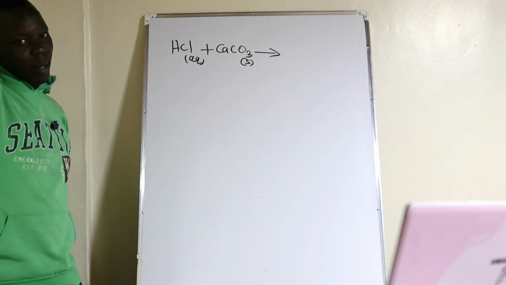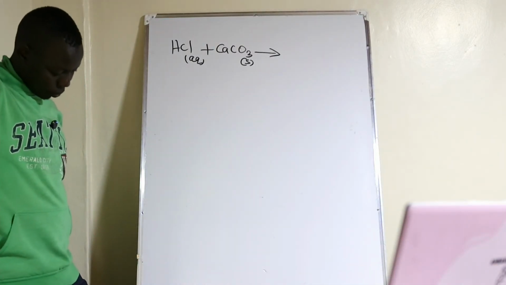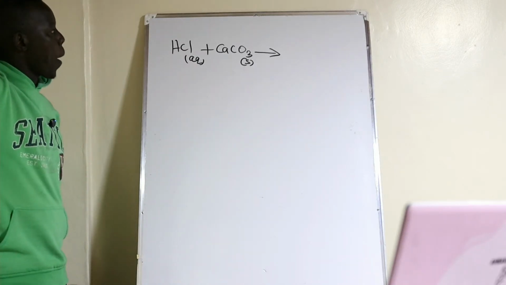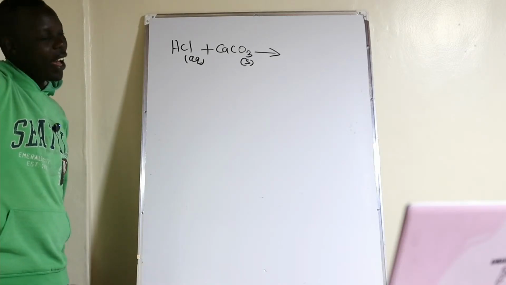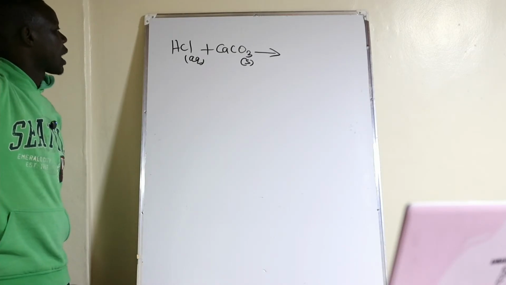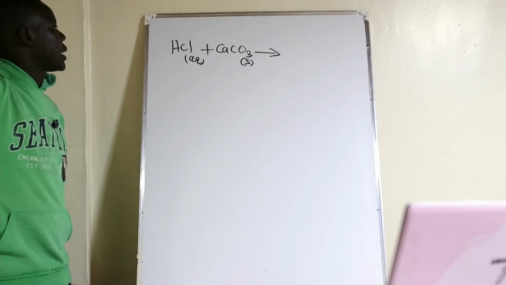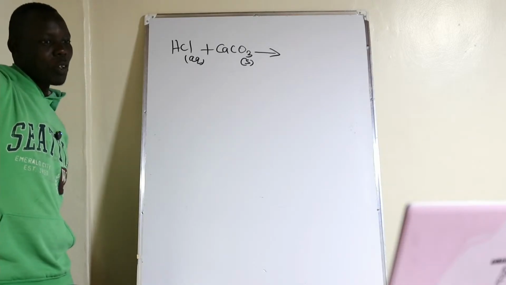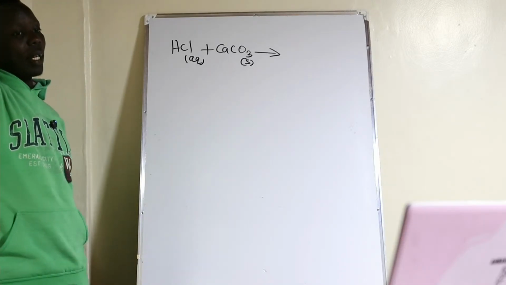I hope we are very clear. Now, what's our equation over there? It's calcium chloride, CO2, and of course, water. CO2 gas is produced, and of course, water.